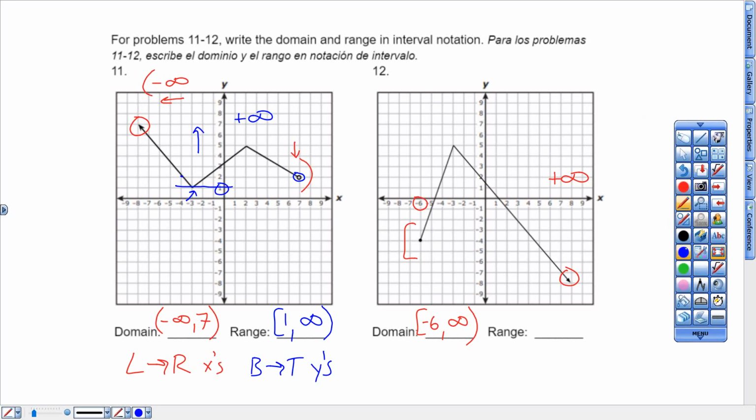My range, because range is measured from bottom to top, going down does mean it's negative infinity. All the way up here to the top, that's 5, and that's going to be square on that 5. All right, moving on.